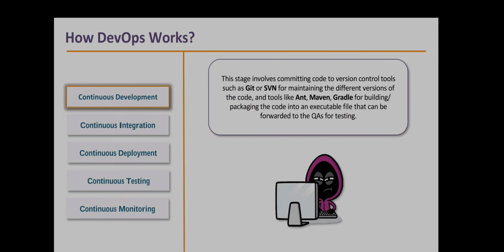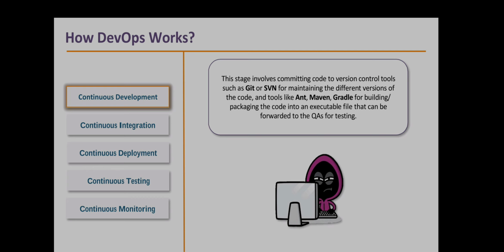How DevOps works? So here we have 5 types of stages. So one is continuous development, and after that it will go into the continuous integration. It can be achieved by the automation tool called Jenkins. And after that, continuous deployment and continuous testing, and after that finally we have to monitor that web application by using continuous monitoring.